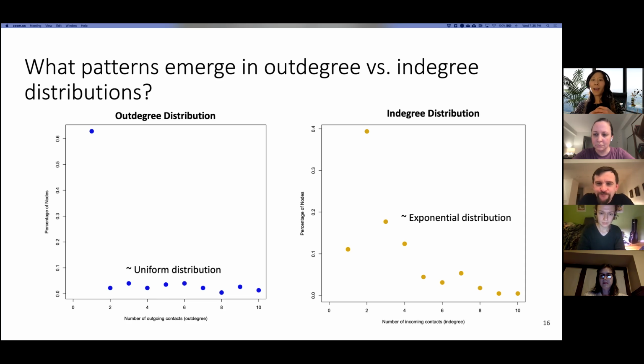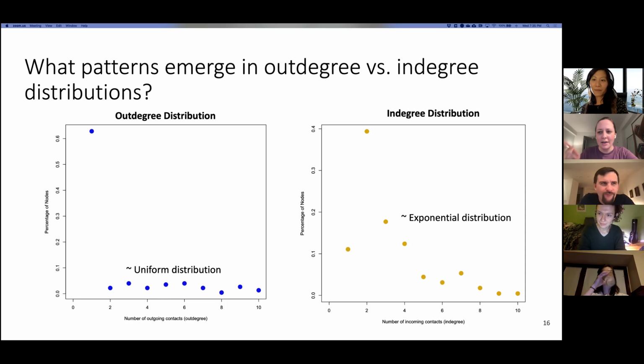But actually physicists have shown that networks tend to be scale free and they follow this sort of exponential distribution a lot of times, and it's been replicated in a whole bunch of different settings. I have a question, Jackie.